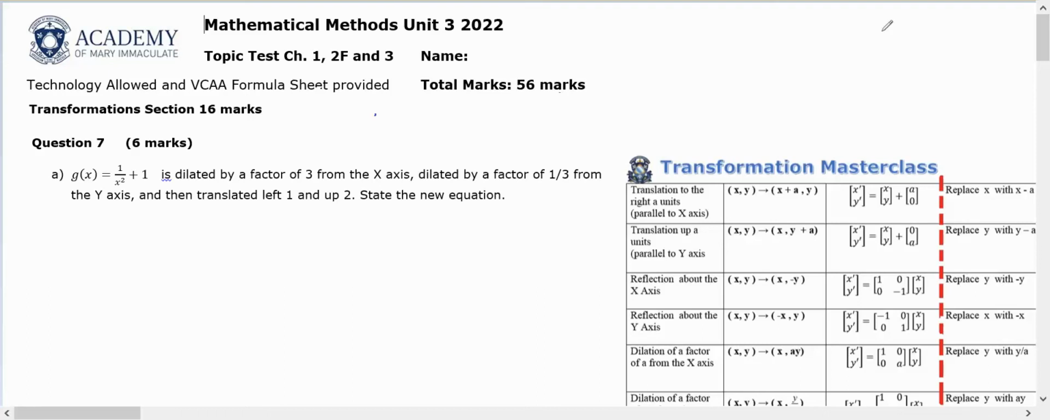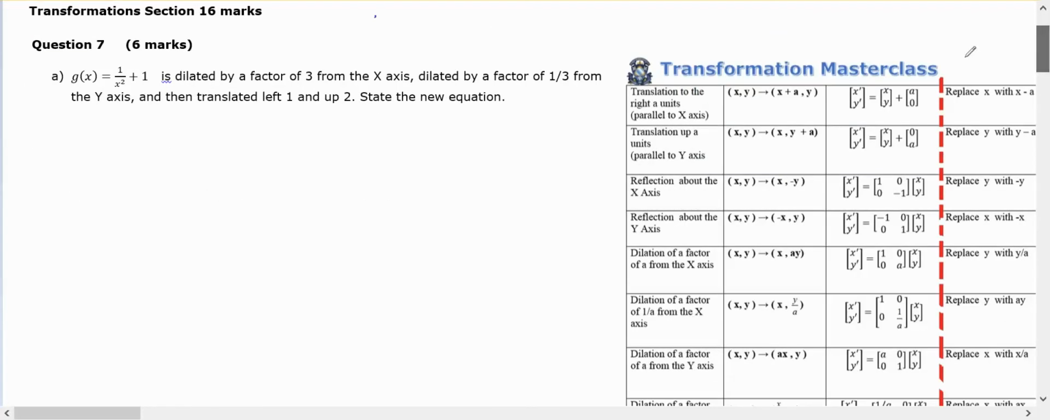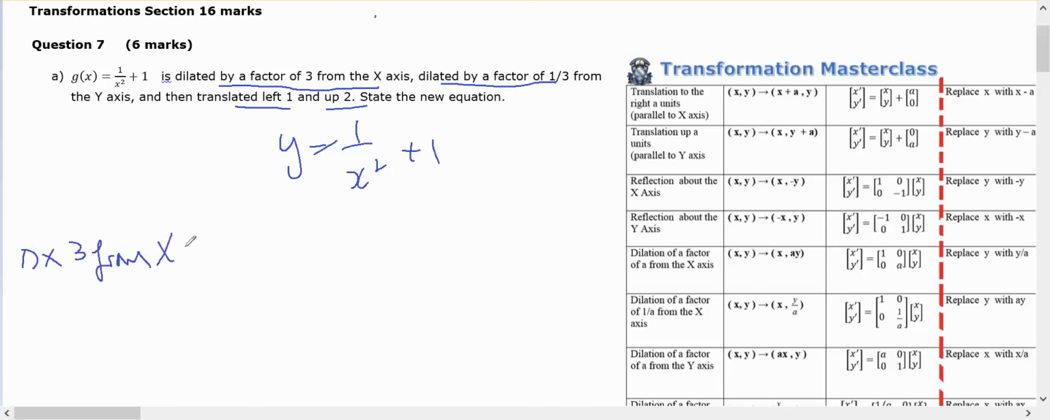Question number 7 is transformations again. So we have y equals 1 on x squared plus 1, and we have a dilation, translation, ask for the new equation. Okay, so I've got my table with me. So I've got a dilation by a factor of 3 from the x-axis.